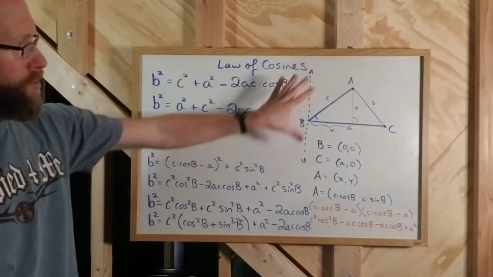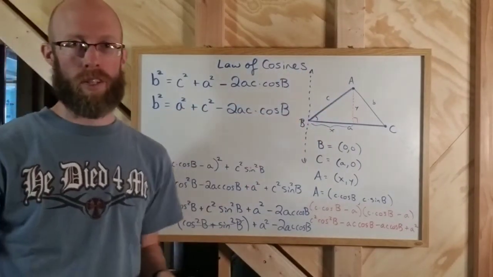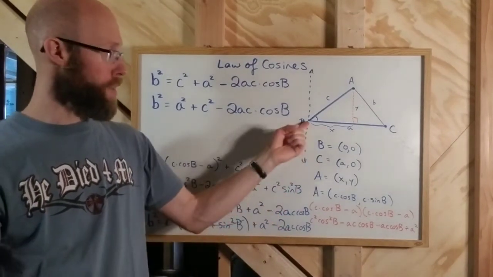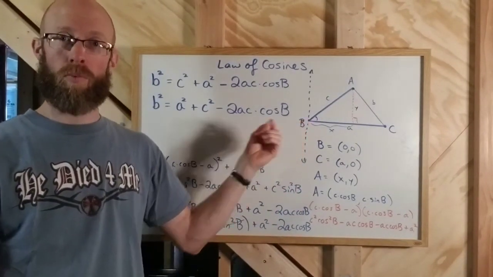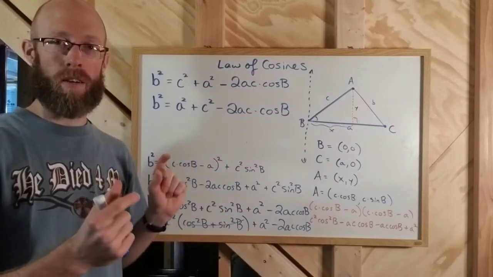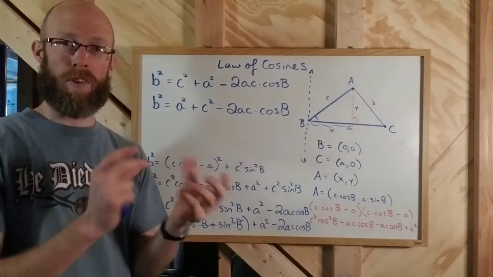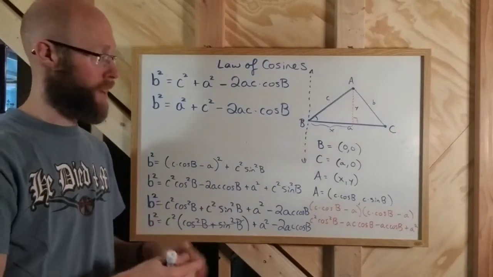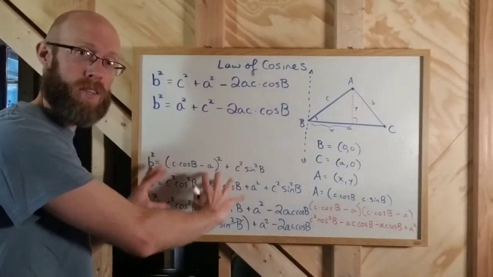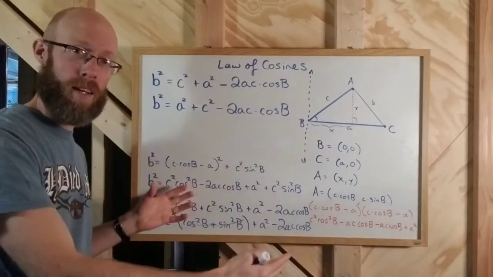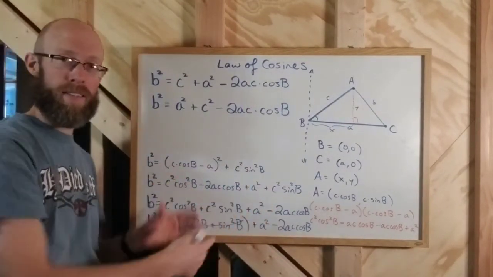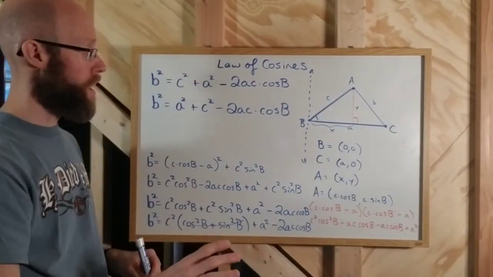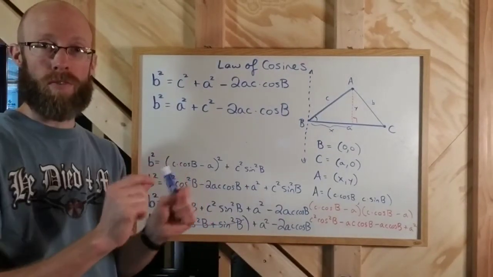Now, I drew this triangle with B at the origin, but I could have reoriented that with any of the vertices at the origin. I could have put A there, I could have put C there. It would have recreated the formula with some of the variables in different places. I'm not going to go through all this. It's exactly the same algebraic steps of expanding and simplifying and canceling some stuff out, just with the letters in different places.